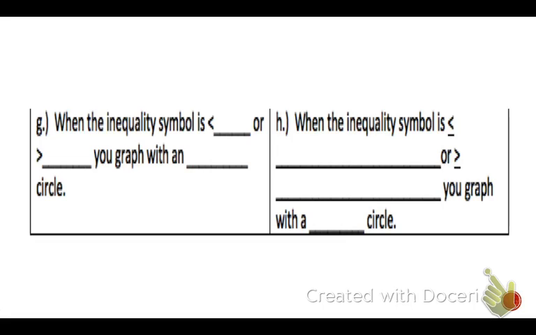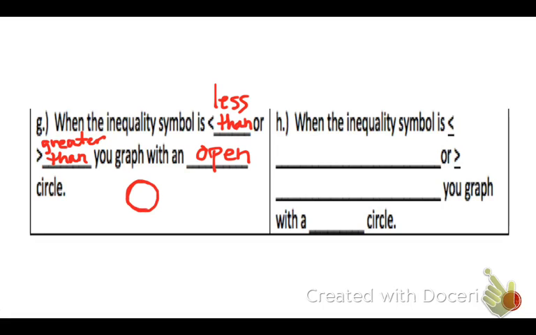Okay, so G, when the inequality symbol is pointing this way, that's called less than. So I want you to write less than here. Or greater than. Guess what? You're going to write greater than here. You graph with an open circle. Okay, you're not going to fill it in.